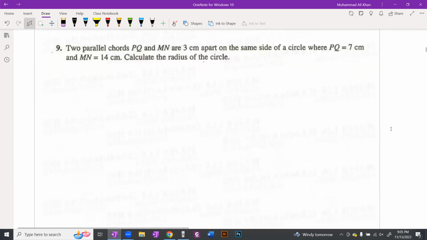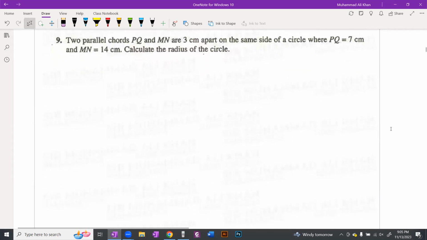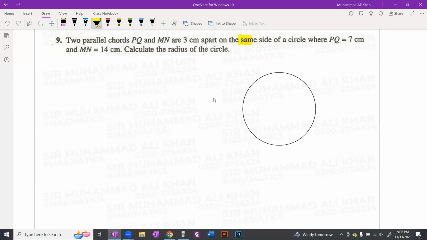Now, the next question, question number 9. Two parallel chords PQ and MN. First, a circle. Two parallel chords PQ and MN 3 centimeter apart on the same side of the circle. इसमें बताया हुआ है same side of the circle. एक ही तरफ है. Let's say this is PQ and the second one is MN.